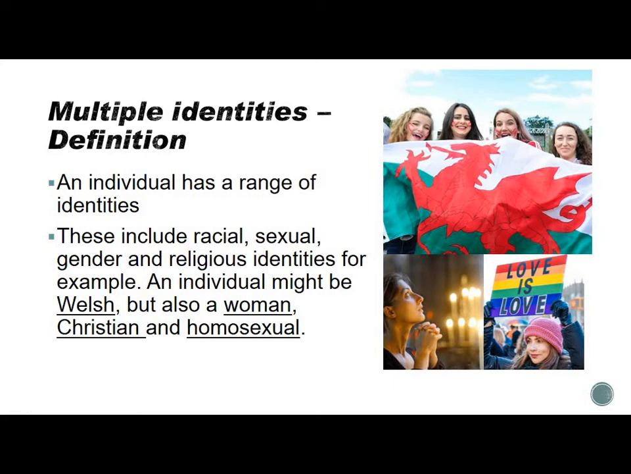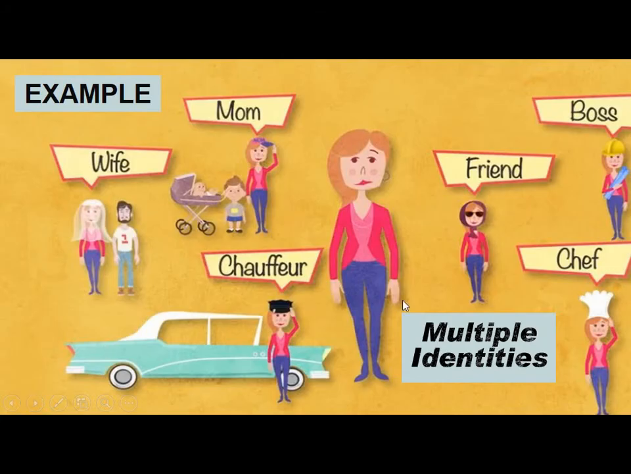Multiple identities, it's building a range out of characteristics. So it could be your racial identity, sexual, gender, religious identity. You might have an individual where one identity is being Welsh, but she also has the identity of being a woman. She's also Christian, but she's also homosexual. These are all different identities and different characteristics.